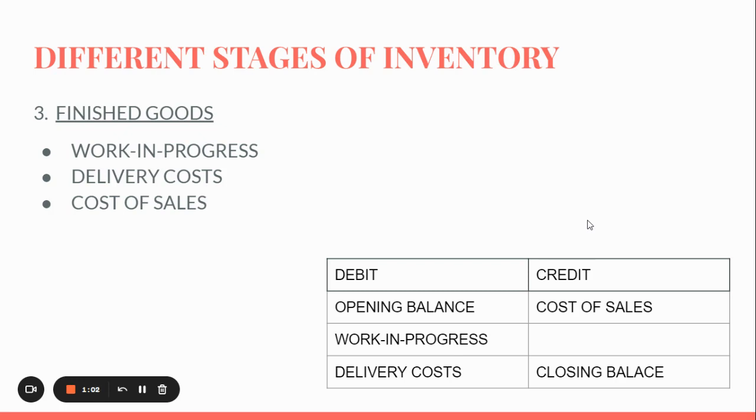So, as we are looking at the debit side, you're going to have your opening balance, you're going to have your work in progress, and you're going to have your delivery costs. Once you have your total, you're going to go to the credit side and you're going to find out how many finished goods are left. Once you have the amount for finished goods, you're going to use it as a balancing figure to be able to find out your cost of sales. Because, like I said, your debit and your credit totals should always be the same.